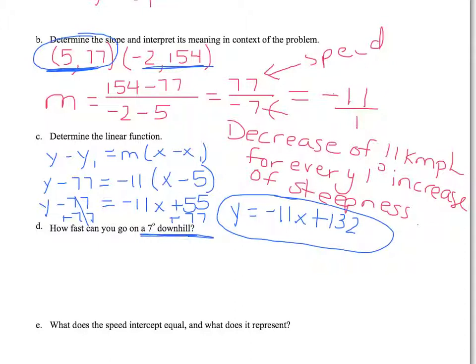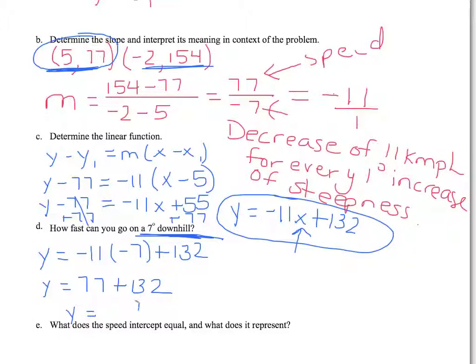So how fast can you go on a 7-degree downhill? Remember, x represents the steepness. Downhill means it's going to be negative. So y equals negative 11 times negative 7 plus 132. So y equals 77 plus 132. So you can go 209 kilometers per hour on a 7-degree downhill.